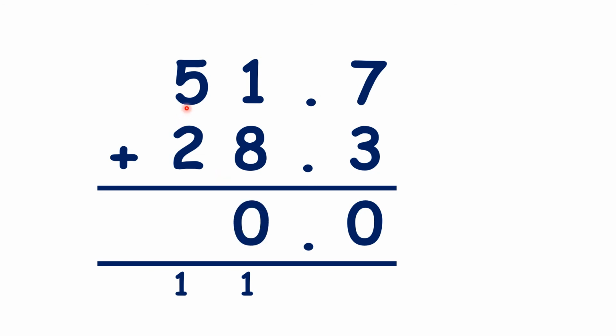5 plus 2 plus 1 is 8. So there's our answer, 80.0, or exactly 80, because all the 0.0 tells us is that we don't have any tenths. So notice that sometimes when you're adding decimal numbers, you can still get a whole number as your answer.